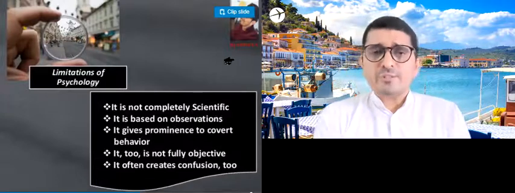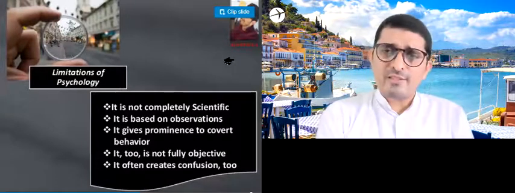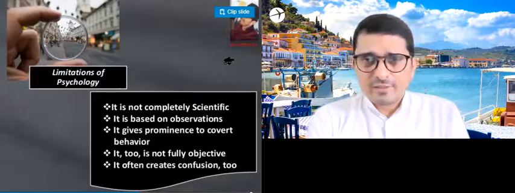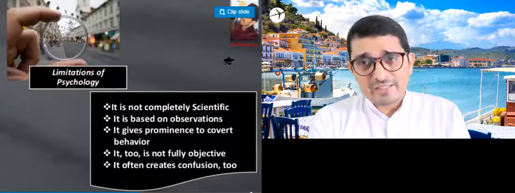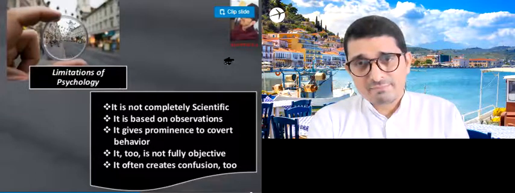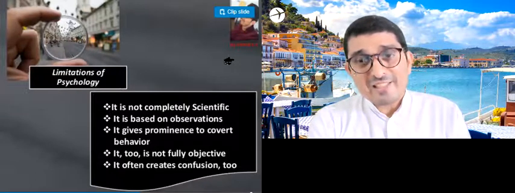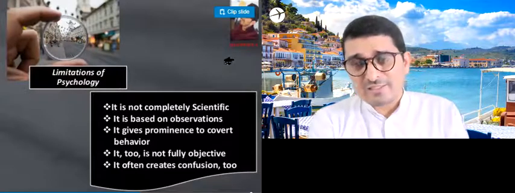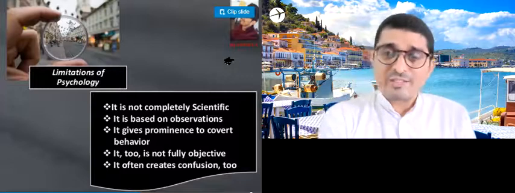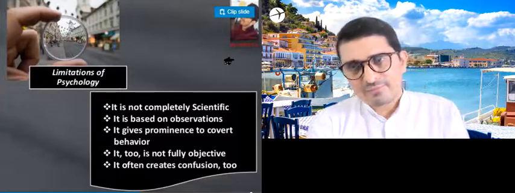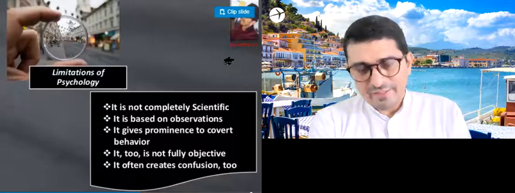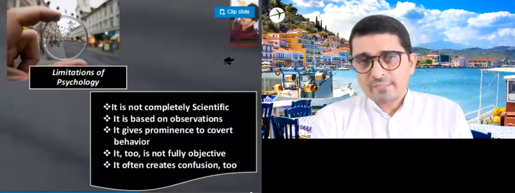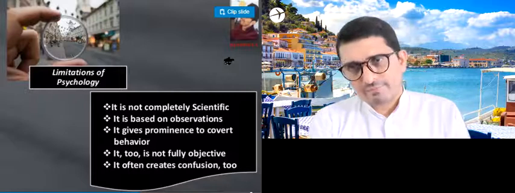Then what are the limitations of psychology? Actually, you're telling that psychology is science of mind, psychology is science and such things. But see, it is not completely scientific. You cannot tell that it is completely scientific. It is not just like physics, it's not just like biology. It is not just like chemistry. Here again comes the subjectivity. Actually, it is based on observations.